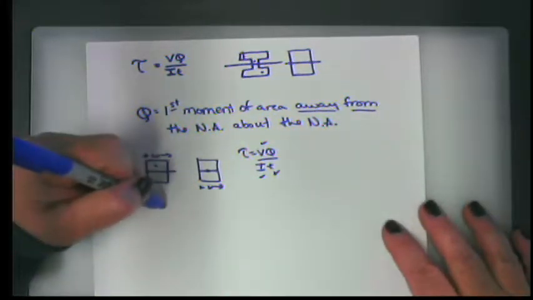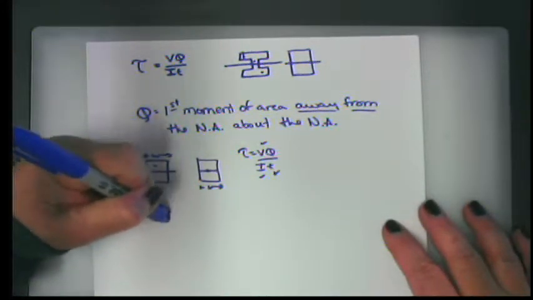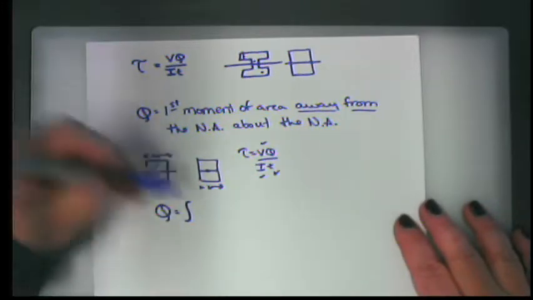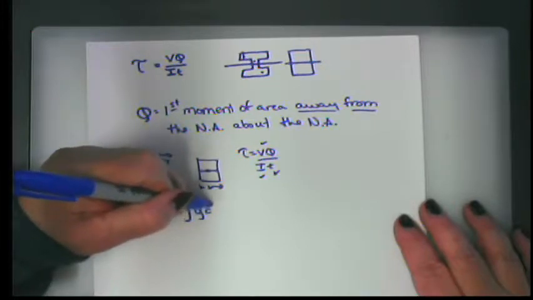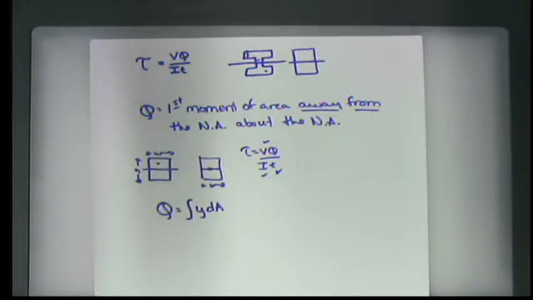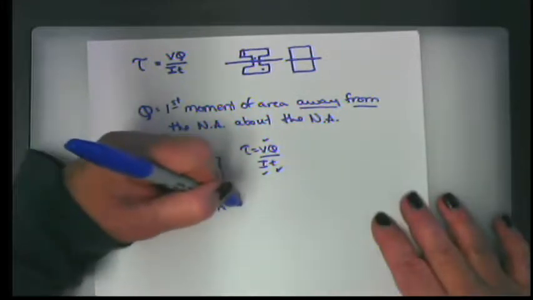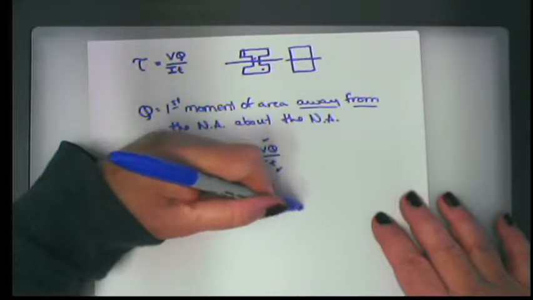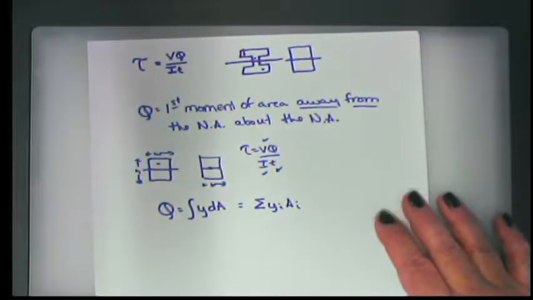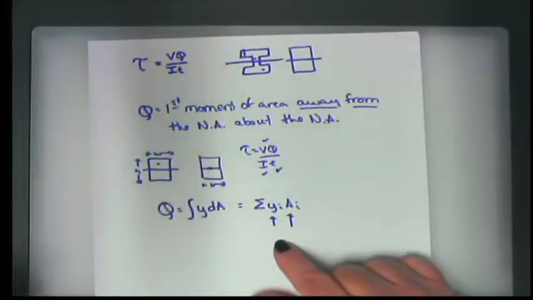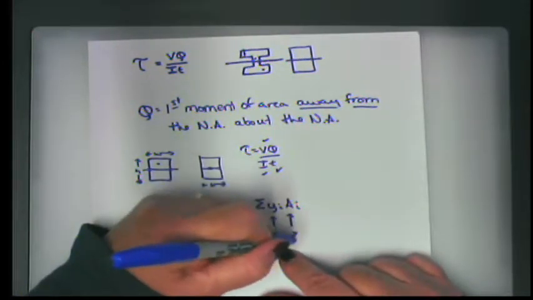First of all, the formula for Q, which we'll just see now and we'll never use again, is equal to the integral of y dA. And because each of these shapes is made of components that are rectangles, we can say that it's the summation of y_i A_i, which is quite a bit easier. But what the y is and what the A is are the questions we have to answer in order to calculate Q.